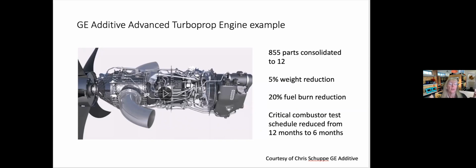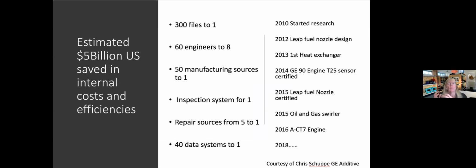And Chris from GE Additive, who was the project leader for this, was saying they could have actually made it fewer, but 12 was the optimum because it allowed them to change parts that were likely to wear out. So it was really optimally designed. It had a 5% weight reduction, a 20% fuel burn reduction, and it reduced the critical combustor test schedule. So looking at it in isolation, it's an amazing example, and it's very illustrative of the potential of additive manufacturing. But the key point that Chris explained really was unanticipated.